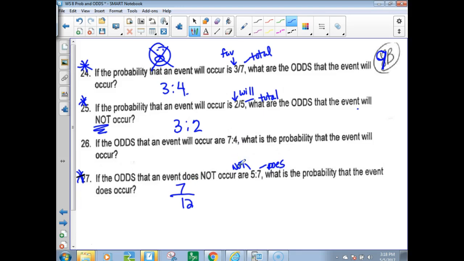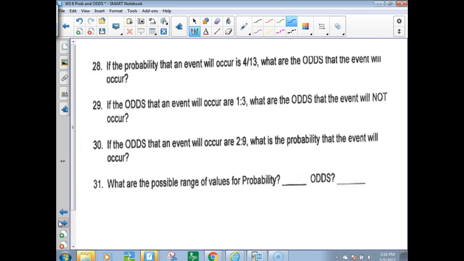Or 7 to 12 if you want to write it that way. The other one I wanted to do with you, which one? 29? Okay. All right, 29. If the odds that an event will occur are 1 to 3, what are the odds that the event will not occur? Just reverse it. 3 to 1.